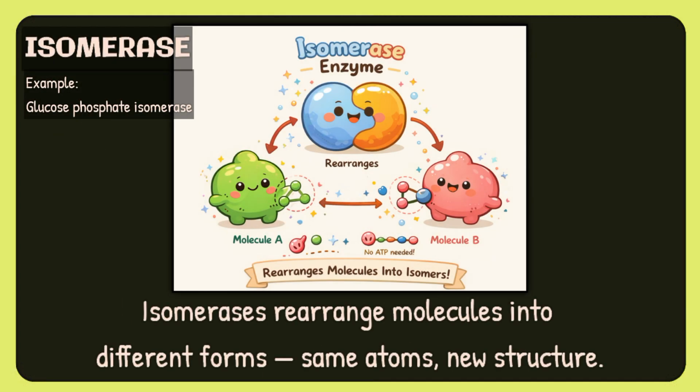Isomerases are enzymes that rearrange atoms within a molecule, forming isomers without adding or removing any atoms. A classic example is glucose phosphate isomerase.